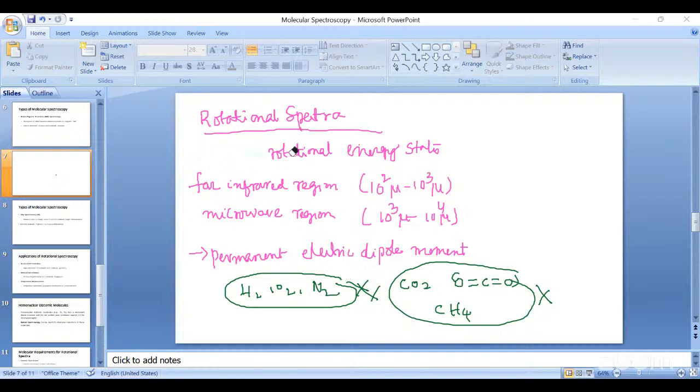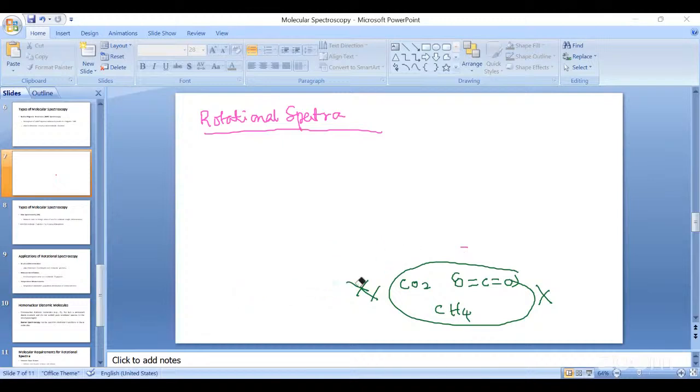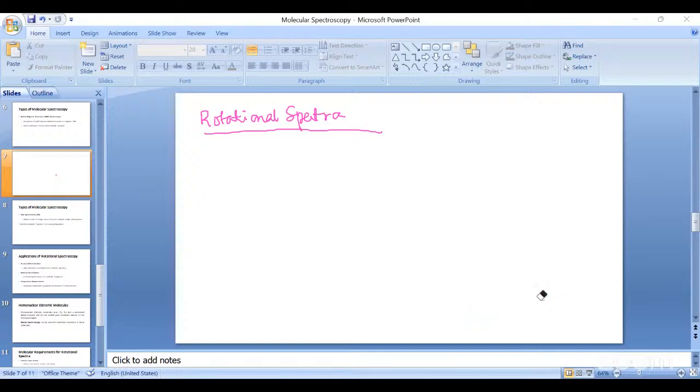Now if you take this spectra, this spectra is observed in the case of absorption for heteronuclear diatomic molecules.